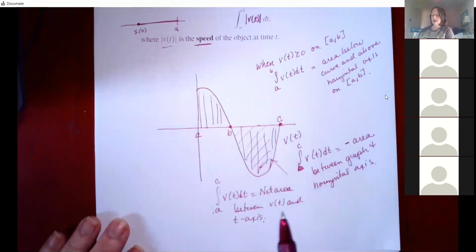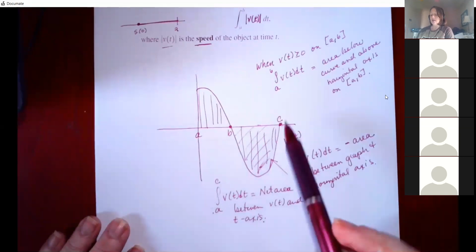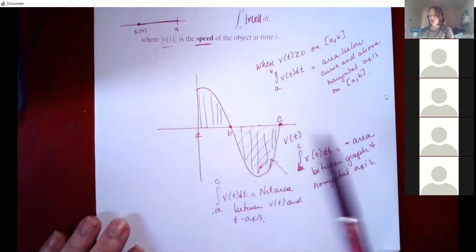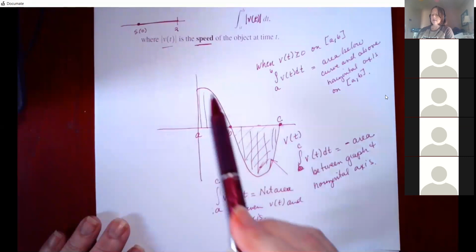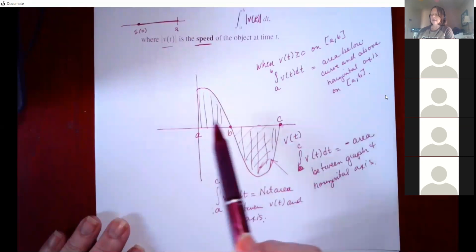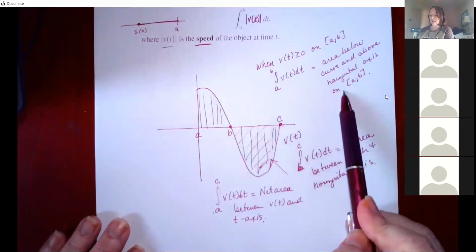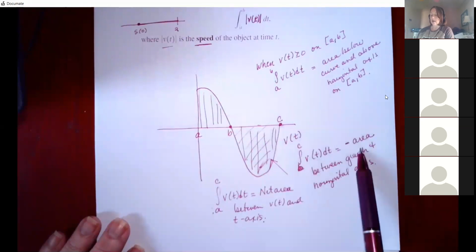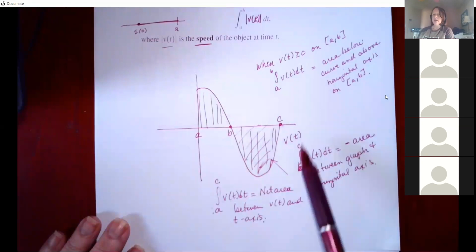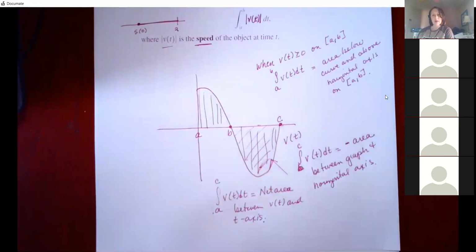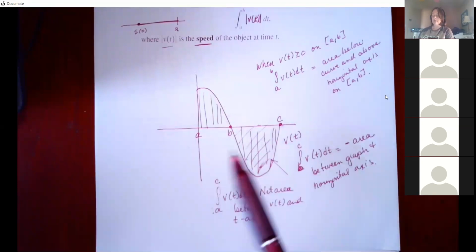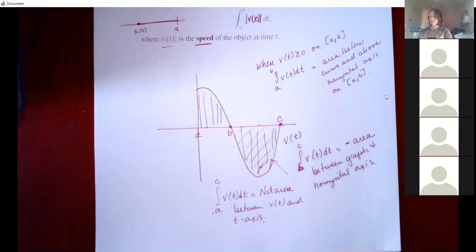So net area is always equal to the definite integral. If that function is also above the x-axis or the t-axis, whatever you're calling the horizontal axis, the area between that graph and the t-axis is equal to the definite integral. And if it's completely below, you've got the negative of the area. If it crosses somewhere in between, well, you're going to have something in between. In other words, what we call net area, where you've got some of it being positive, some negative, and they're going to be canceling each other off.